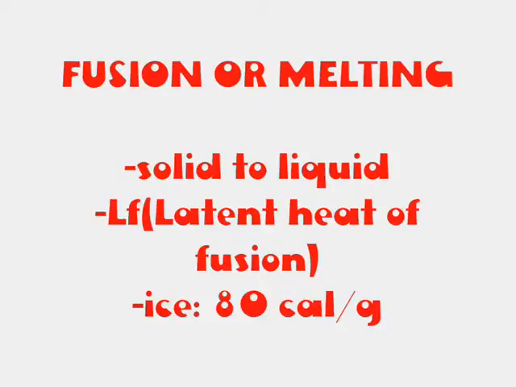Fusion or melting is the change from solid to liquid. The latent heat of fusion is the amount of heat needed to change a unit mass of a substance from the solid state to the liquid state at its constant temperature. Latent heat of fusion is normally designated as LF. The latent heat of fusion of ice at 0 degrees Celsius is 80 calories per gram, or 3.35 times 10 to the 5th joules per kilogram.